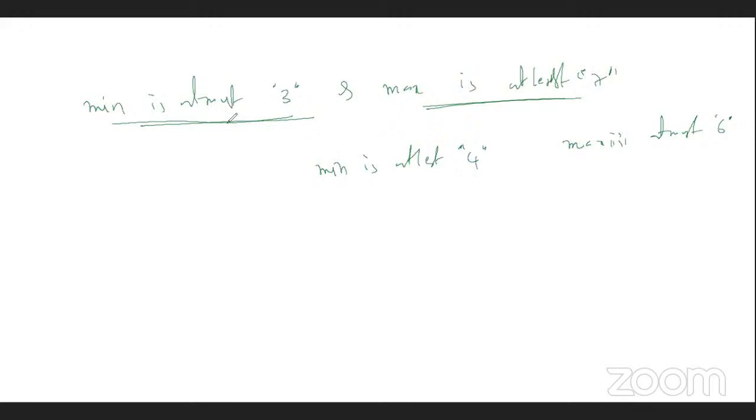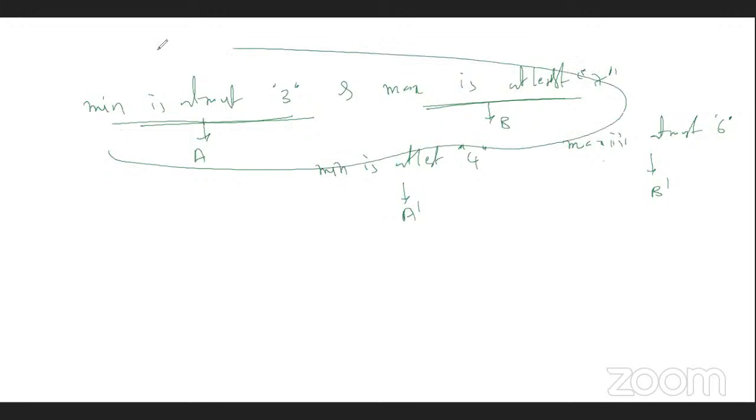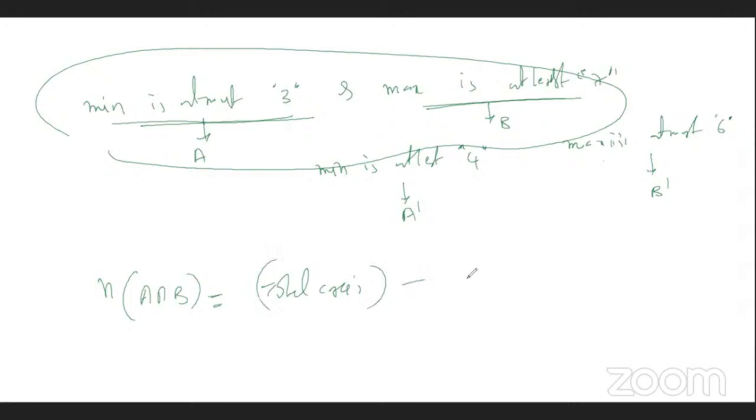Very good. So if I call this event A and this event B, then this is A complement and this is B complement. What should we find out here? N of A intersection B. Is it right? Yes, sir. What is N of A intersection B? Total cases minus N of the complement of this. Is it right? Yes, sir.